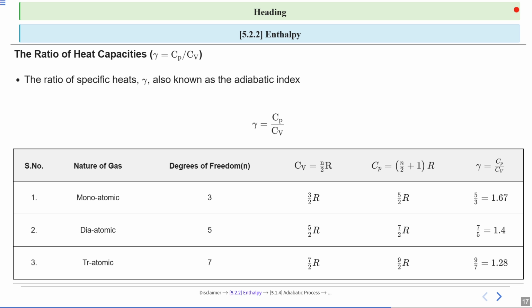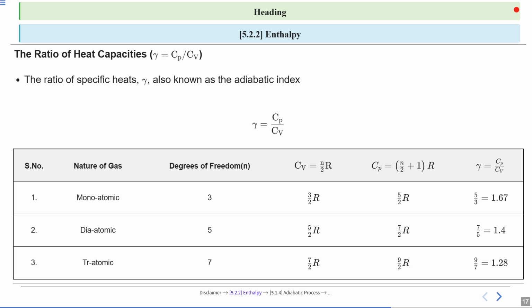Now the important part is related to the calculation of the Cp and Cv for different kinds of molecules. If your molecule is monoatomic, your Cv will be 3 by 2 R. If it is diatomic, it will be 5 by 2 R. If it is triatomic, it will be 7 by 2 R.